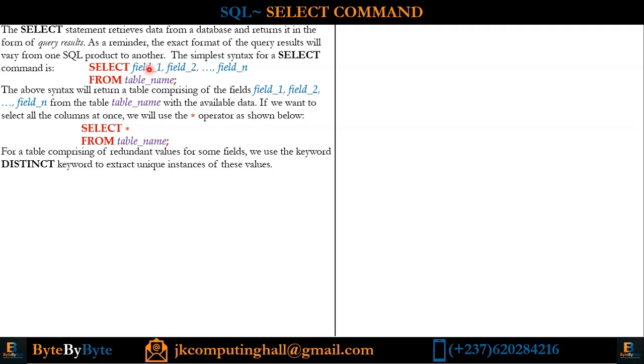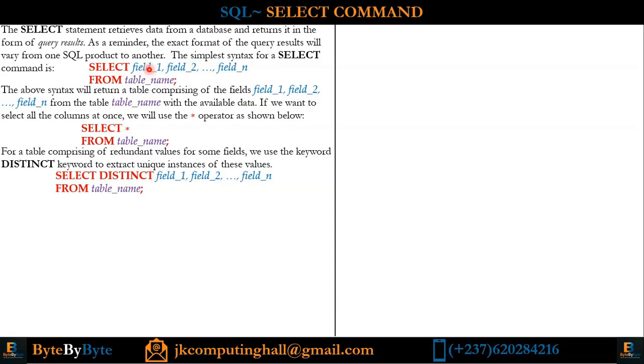Also, for a table comprising redundant values for some fields, that is, there are some fields where the values keep on repeating themselves, for example a table where the field contains an enum, that is, it has a specific number of values. If you want to extract only the different unique instances of this field, then we use the distinct keyword as given below. So we shall have select distinct, we put the different fields and we present the table we are extracting from. But in the majority of cases, select distinct is used for a particular field.